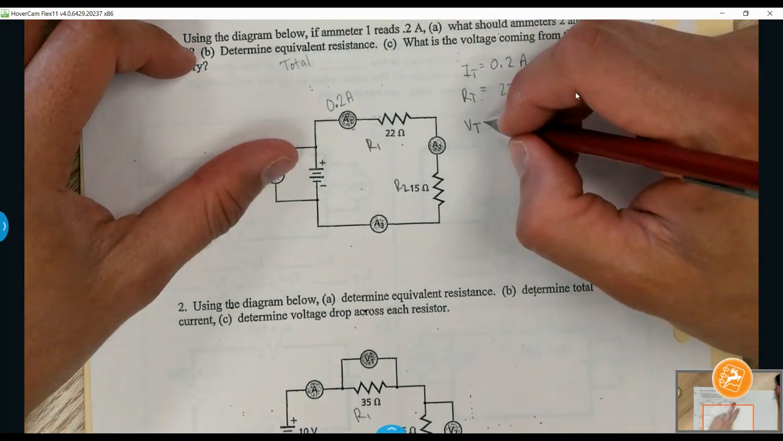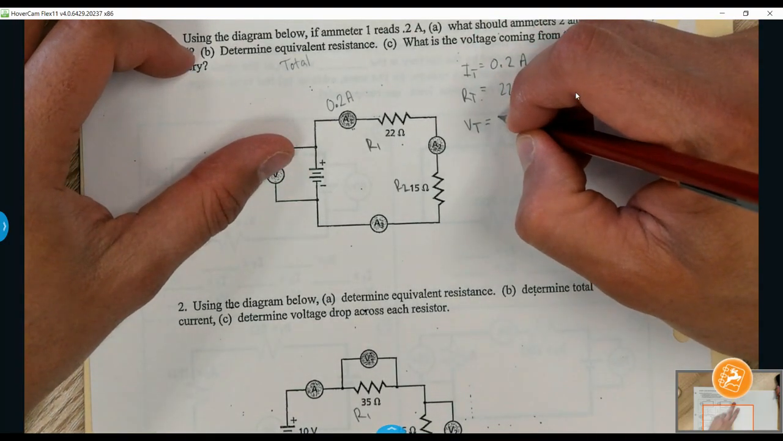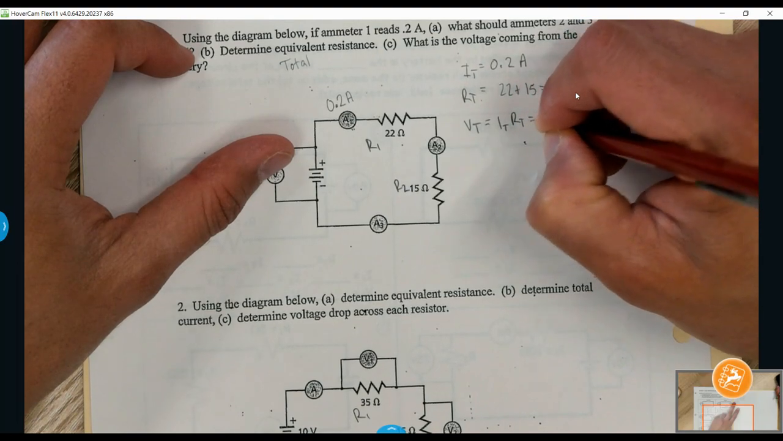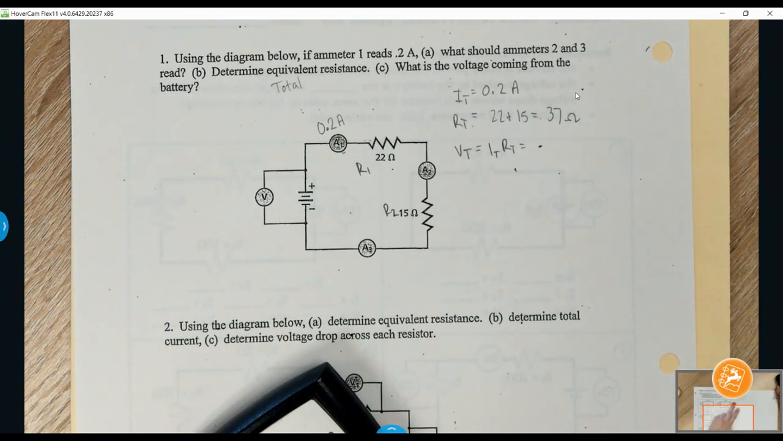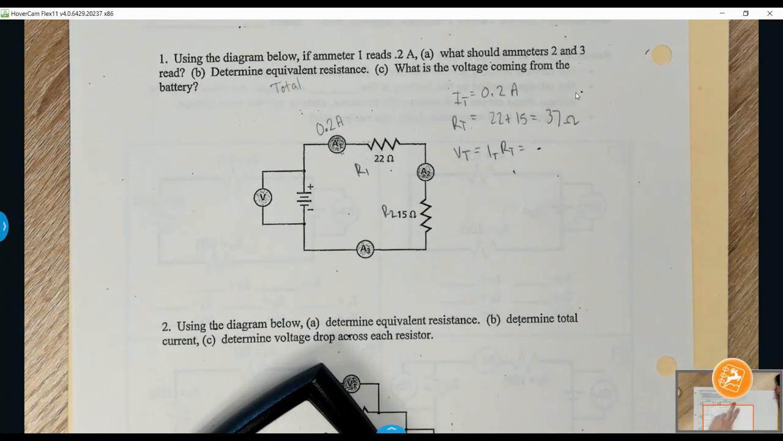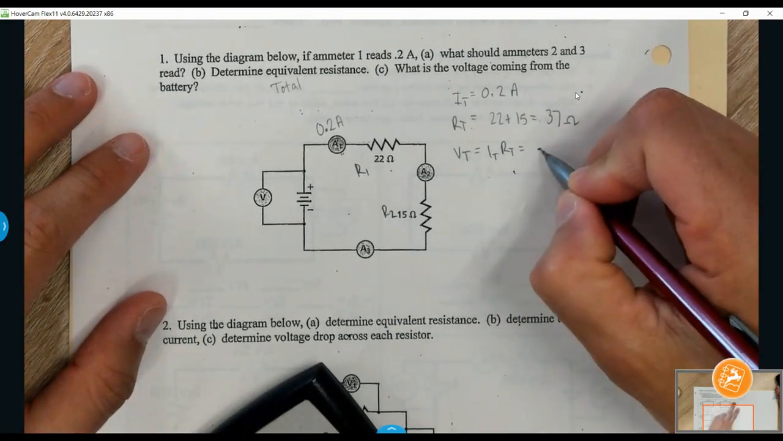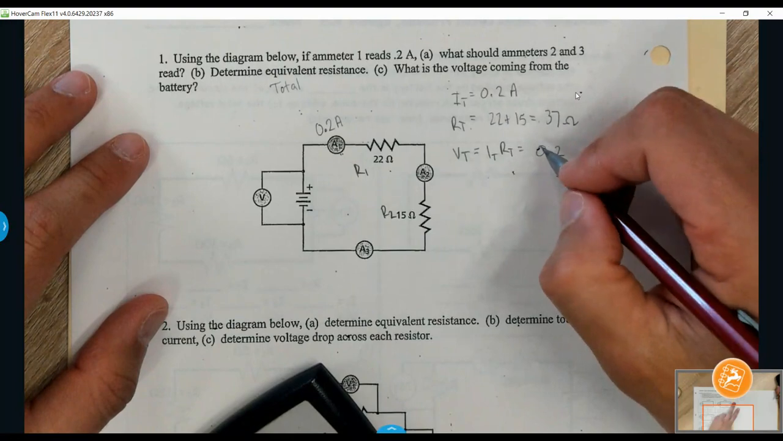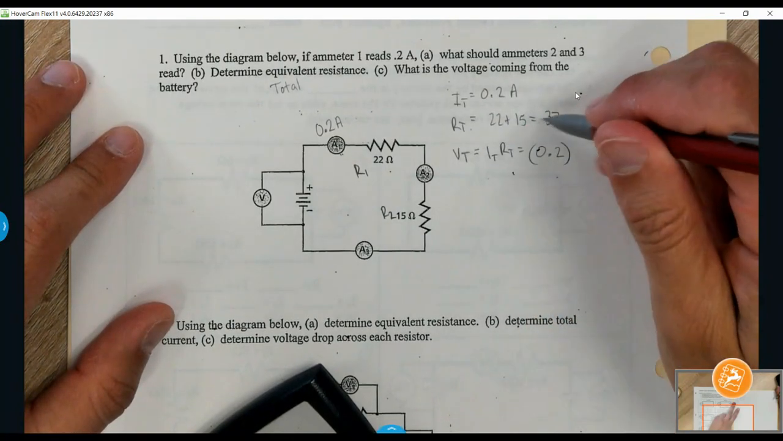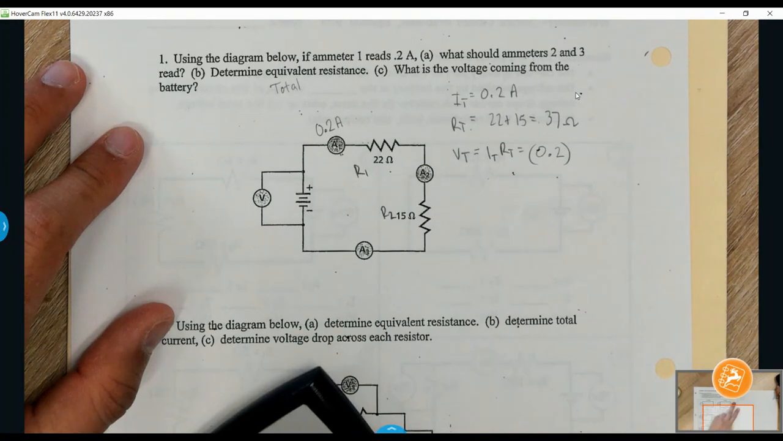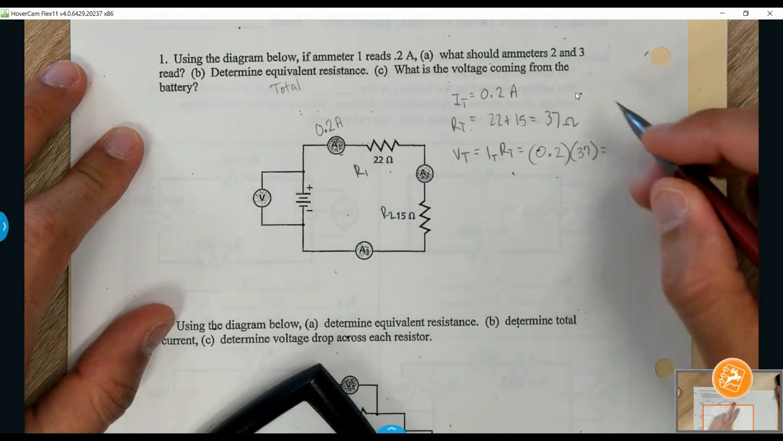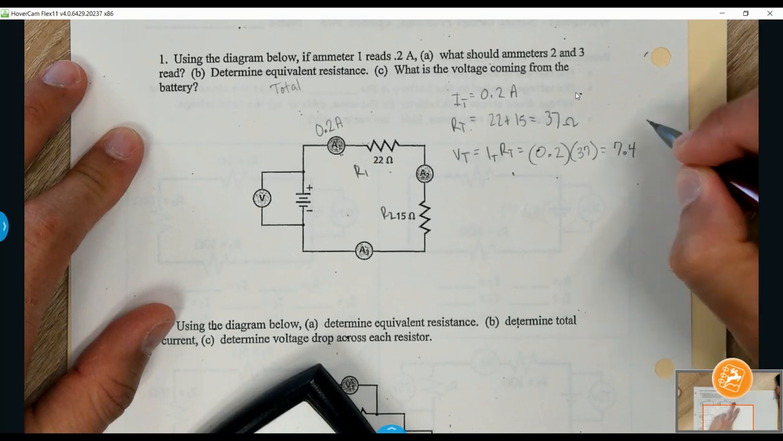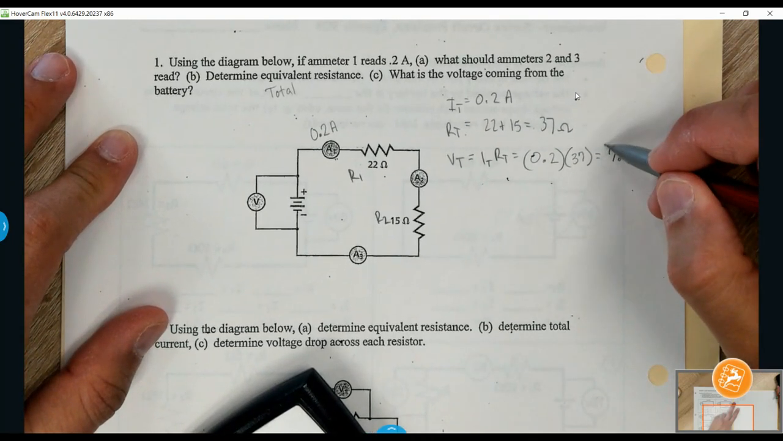And then if I need to know the battery, I can use Ohm's law triangle, which would be IT times RT. And I could do 0.2 from the amps, and the total resistance should be 22 plus 15. And then if I do the 0.2 times 37, I will get 7.4 volts.